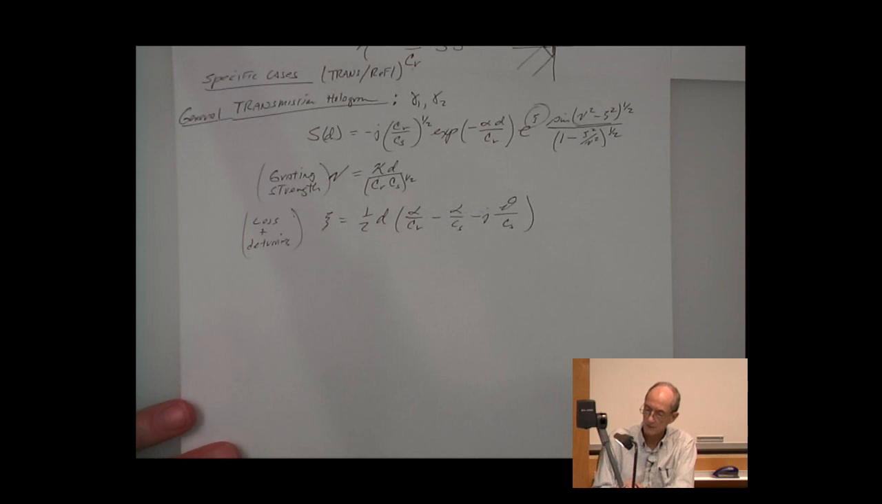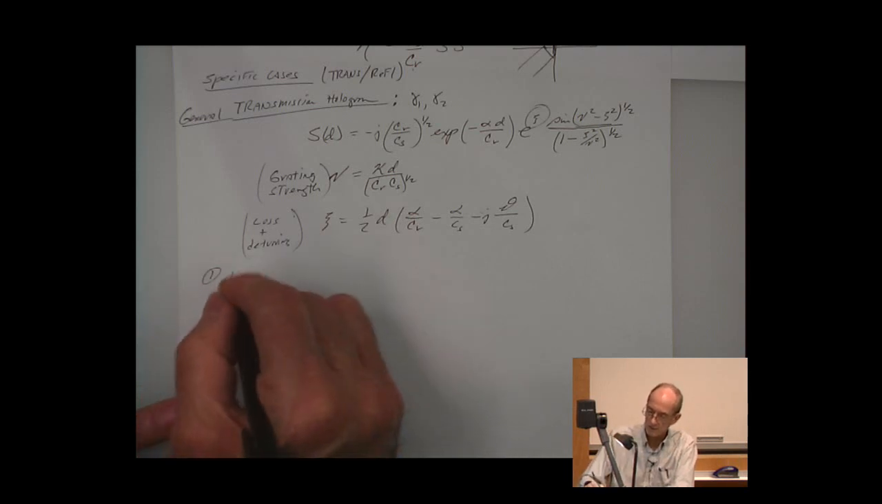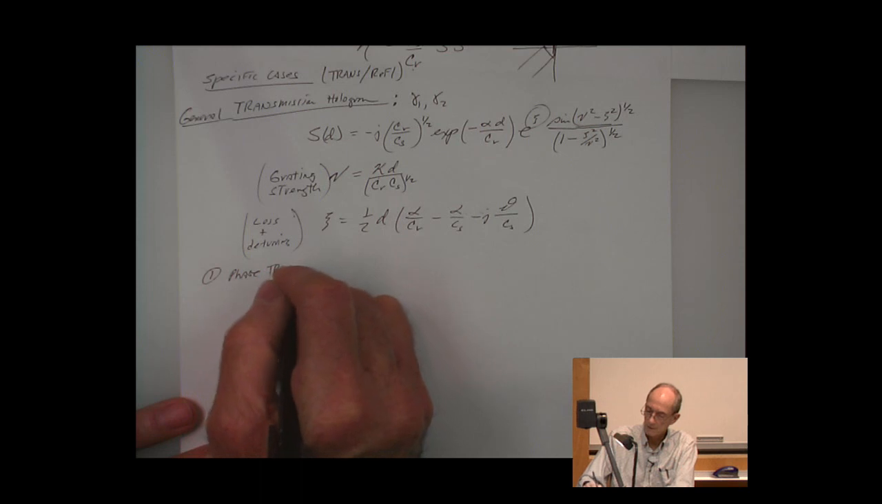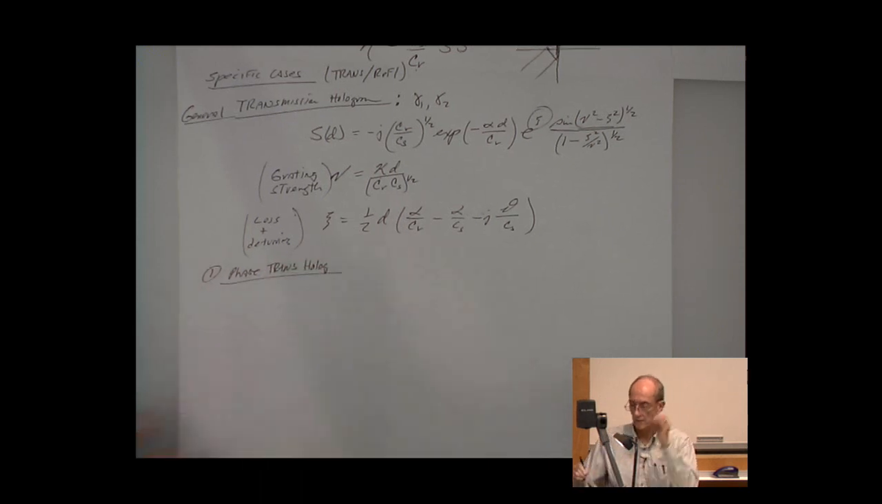So now let's look at some specific cases of the transmission holograms. So first case, probably the most important case, is the phase transmission hologram. And I say that because 99% of the time, what you're trying to do is to try to make the most efficient hologram you can, and the way to do that is to make a phase hologram.